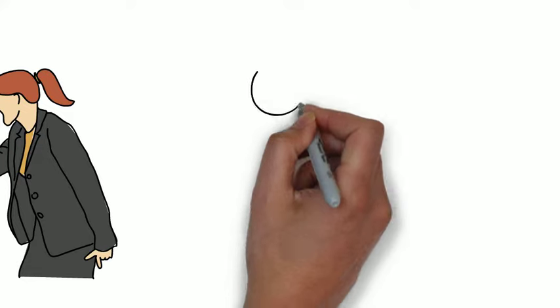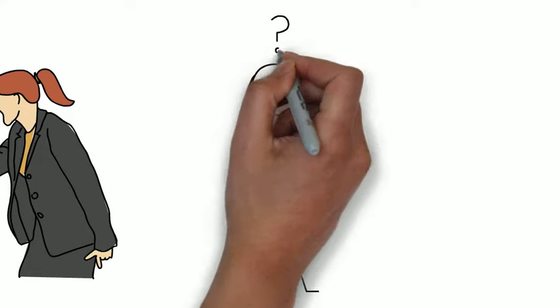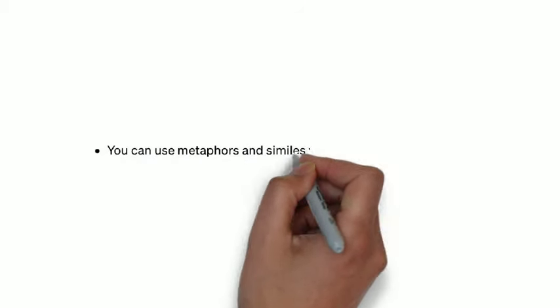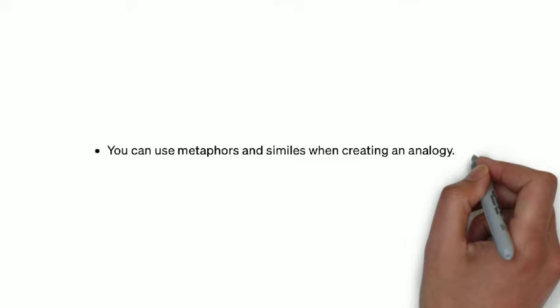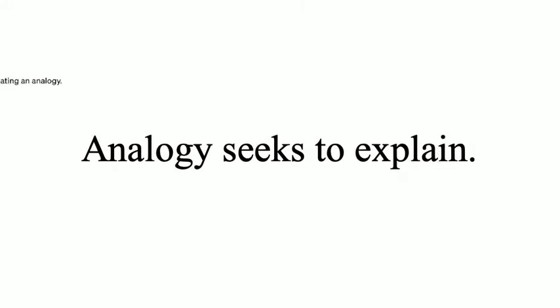Now you may think, this sounds like a metaphor. And you'd be partly correct. Metaphors can be used in analogies. However, what sets an analogy apart from a metaphor is that an analogy seeks to explain something, while a metaphor does not.